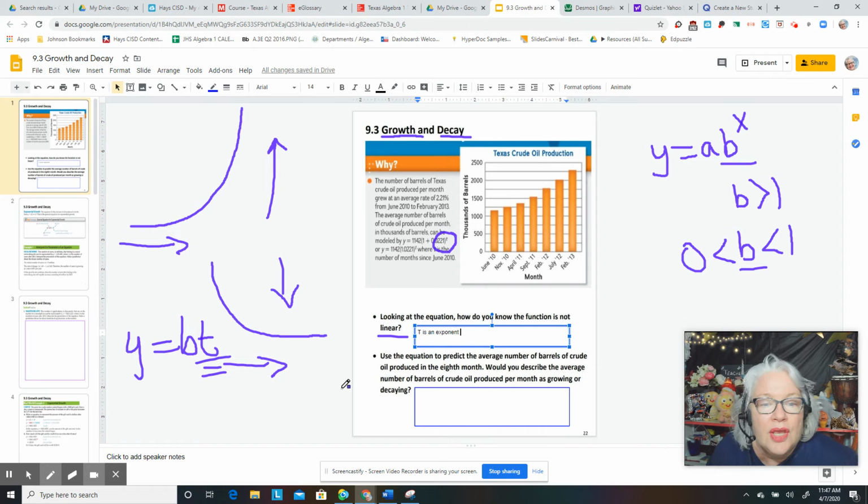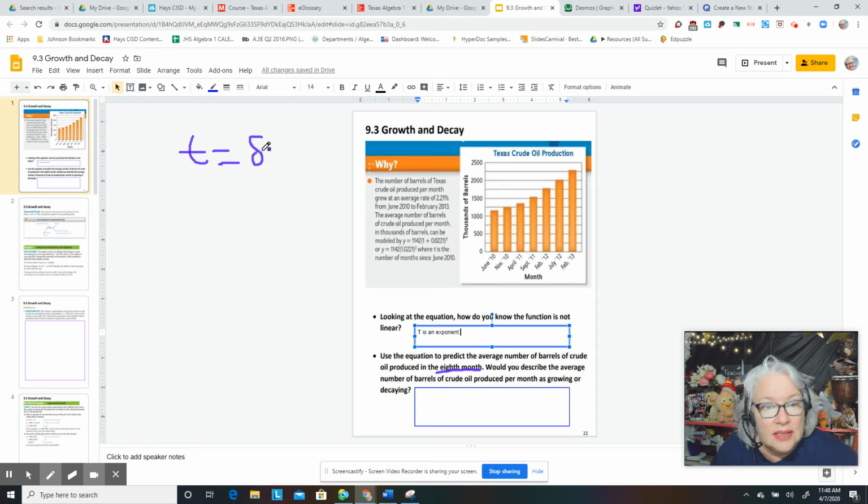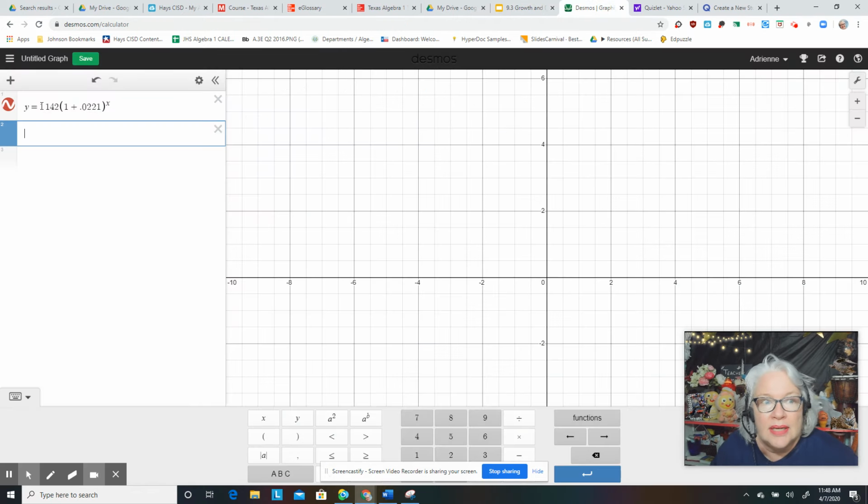Now, use the equation to predict the average number of barrels of crude oil produced in the 8th month. I'm going to assume that means the 8th month since June. So 8th month, t equals 8. You're just going to substitute that value in and solve. I've already got this plugged in here.